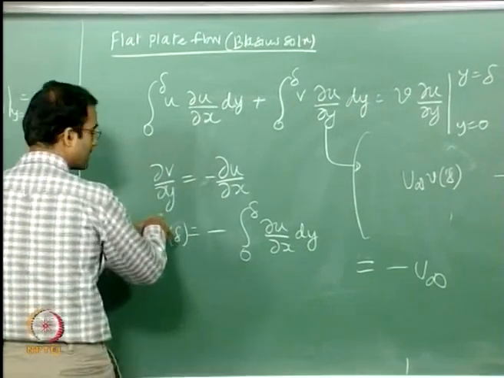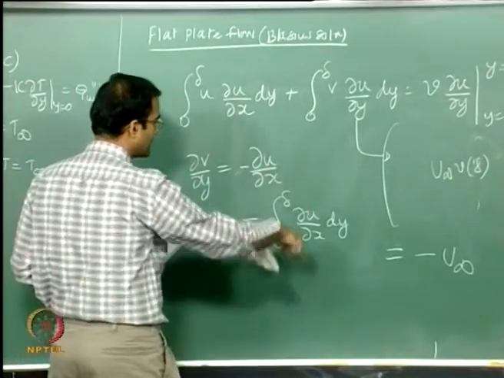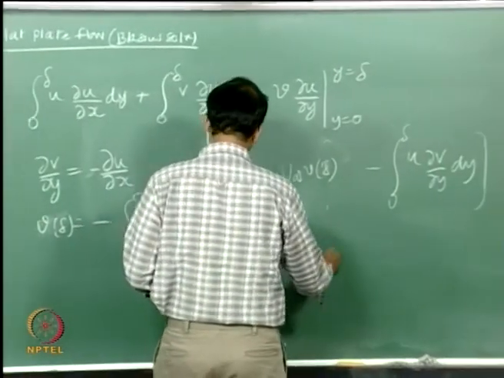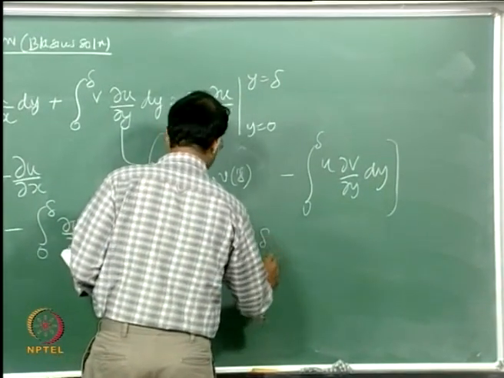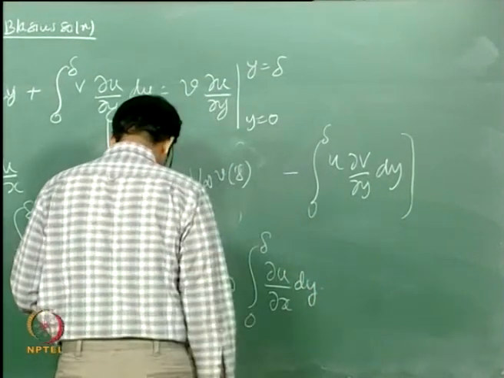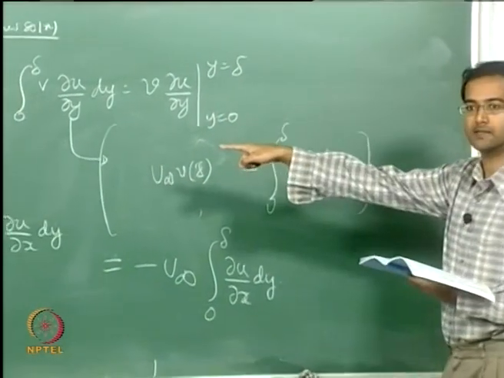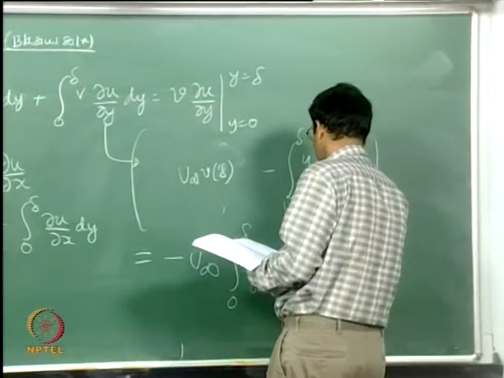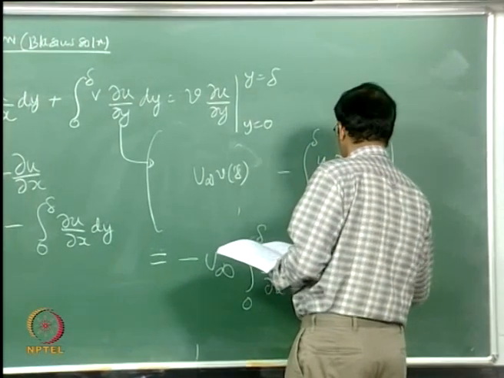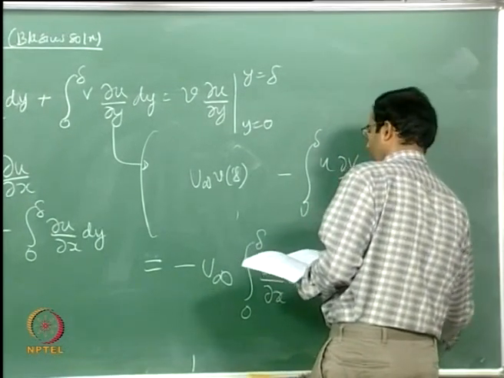So I have integrated it from 0 to delta, and at 0 v is anyway 0, so v at delta will be this. I can substitute for v of delta from here, so this will be minus u infinity times integral 0 to delta du/dx dy. Again dv/dy is minus du/dx, so this will be plus integral 0 to delta u du/dx dy.